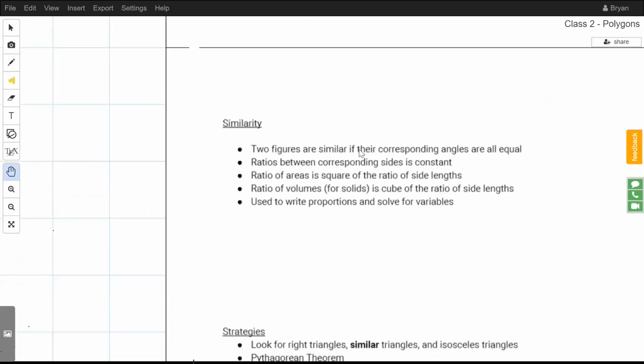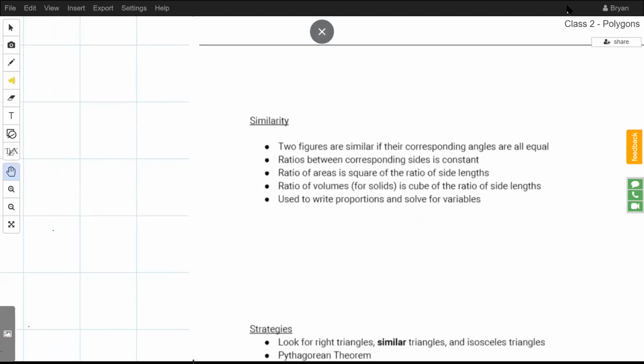So anyway, the important concept when it comes to these problems is similarity, which basically means that two figures, not just triangles, any kind of shape, are similar if their corresponding angles are all equal. And this also means that the ratios between the corresponding sides are the same.